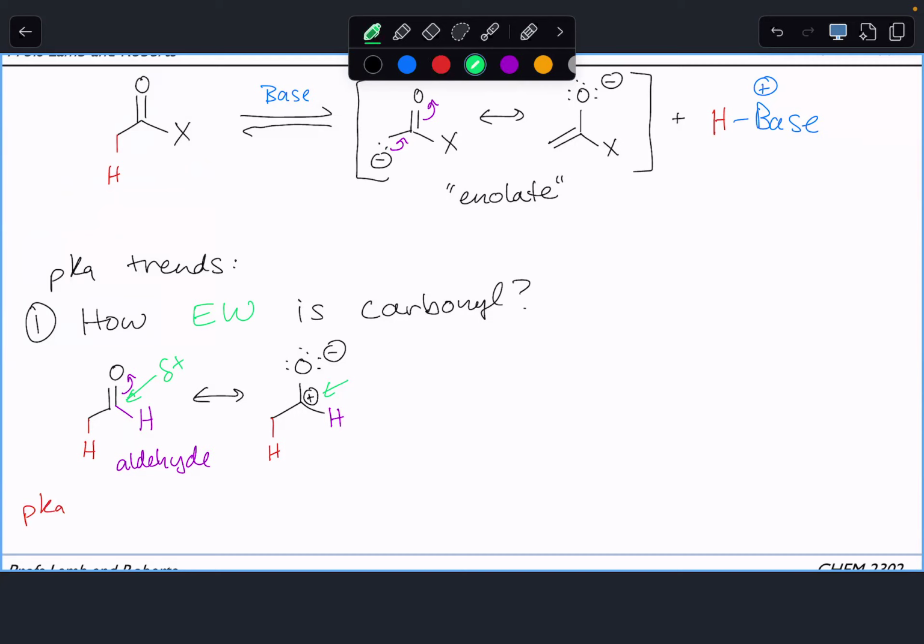So this is kind of what I'm thinking about when I'm saying that our carbonyl is inductively withdrawing, right? So we are pulling that electron density. Remember those little inductive arrows? We're pulling that electron density away from that carbon. So the pKa of an aldehyde is 16, or for this aldehyde is 16.7. Okay. So now let's compare that to a ketone.